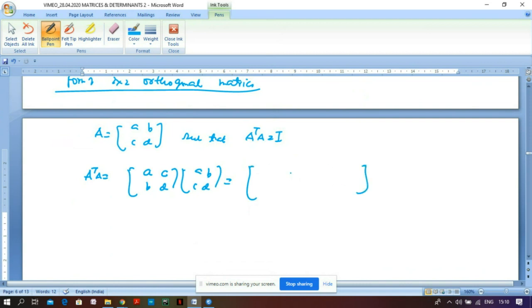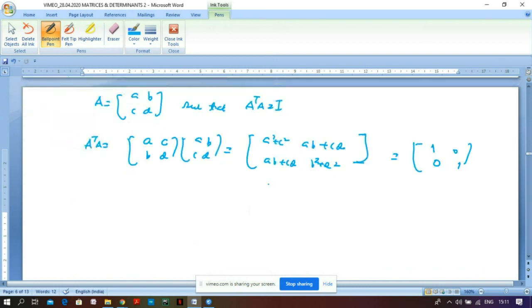So this will come out to be a squared plus c squared. Then we'll again get ab plus cd, and again here we'll get ab plus cd. And we are getting b squared plus d squared. This expression we want to be I, that is 1 0 0 1. We have already done some examples of this kind. So you want to now solve for a, b, c, d such that a squared plus c squared equals 1, ab plus cd equals 0, and b squared plus d squared equals 1.